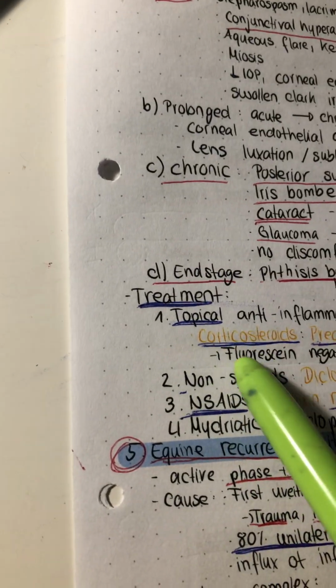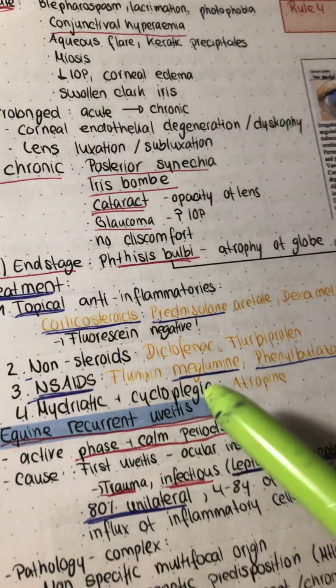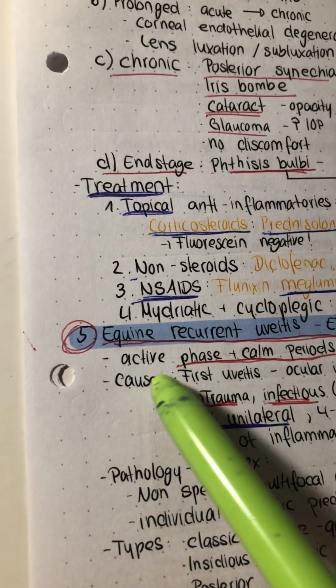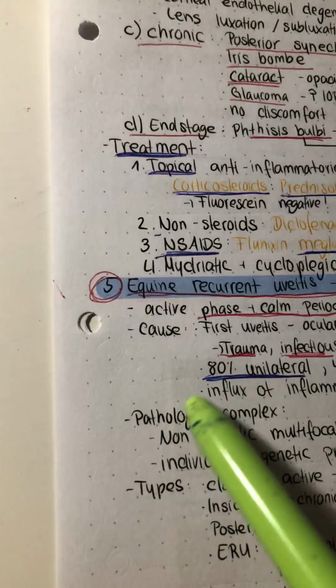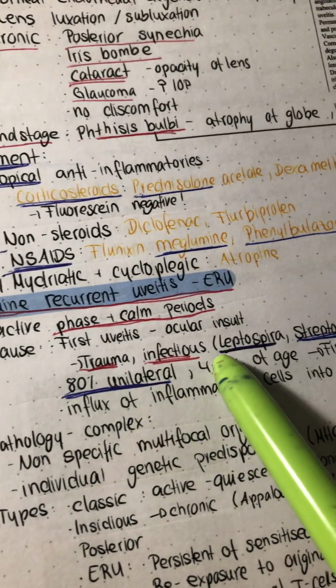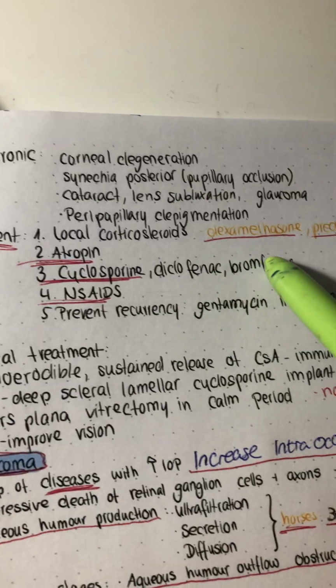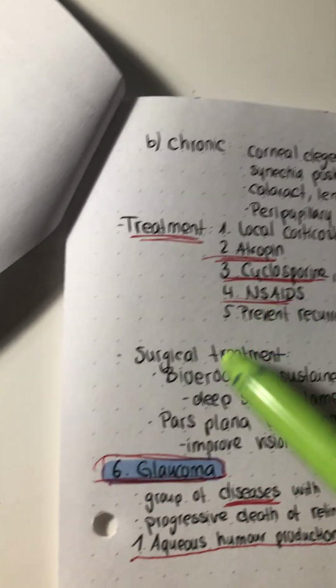And the treatment is topical. You can use corticosteroids or prednisolone, or NSAIDs such as meglumine or phenylbutazone. And equine recurrent uveitis, ERU. It can have an active phase and a quiet period. The cause can be trauma or infectious, such as Leptospira or Streptococcus. 80% of the time it's unilateral. And the treatment is dexamethasone or prednisolone, and or atropine or cyclosporine or NSAIDs.